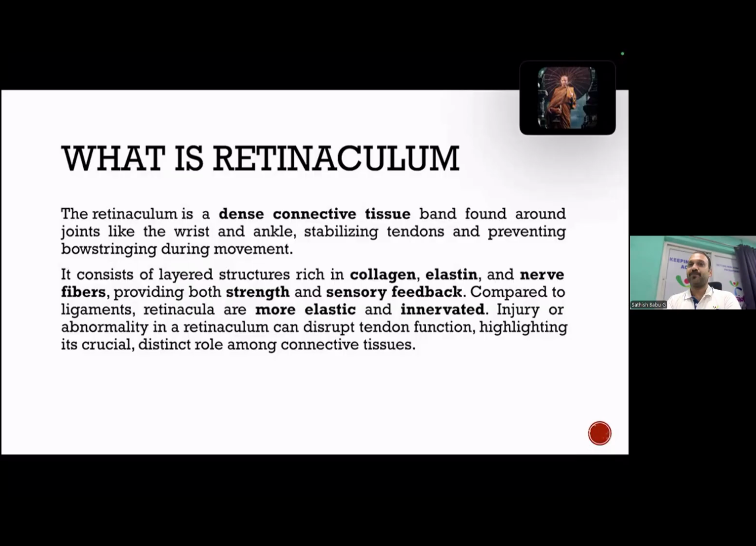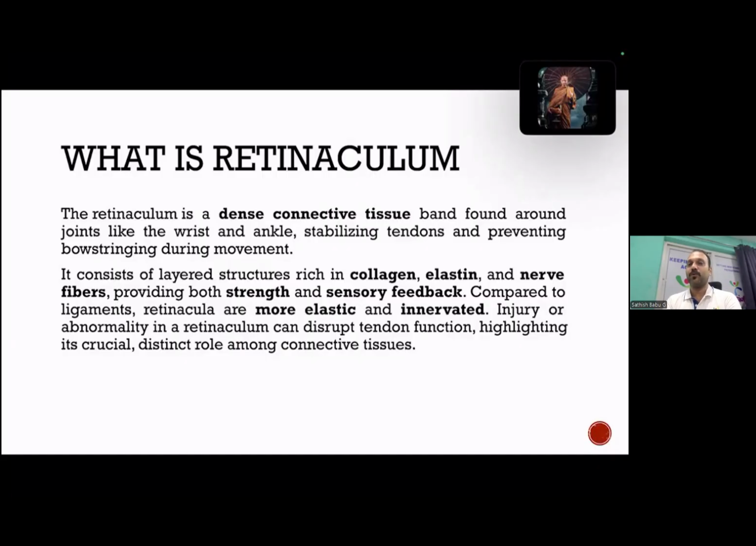Compared to the ligament, retinacula are more elastic and innervated. Injury or abnormality in the retinaculum can disrupt tendon function. So when there is a retinacular dysfunction, it will not allow the tendon to transmit the force in an even pattern. For example, when there is an ankle inversion sprain, you can also injure the superficial, sorry, extensor retinaculum around the ankle. When the retinaculum is injured, it's very difficult for you to transfer the force via the tendon, and the tendon starts swelling, gets inflamed, and that causes pain.